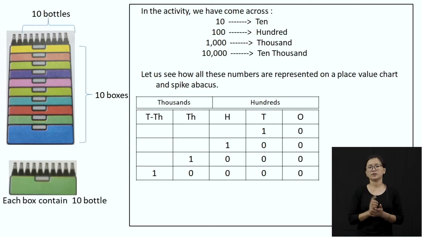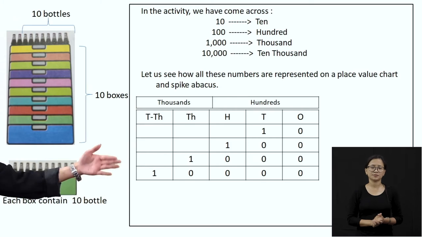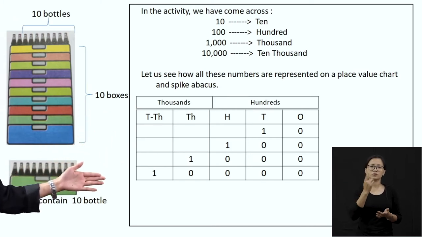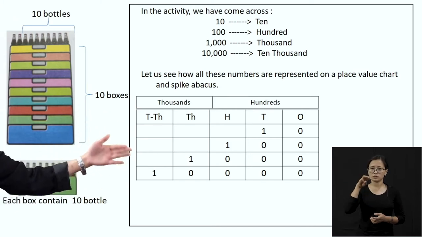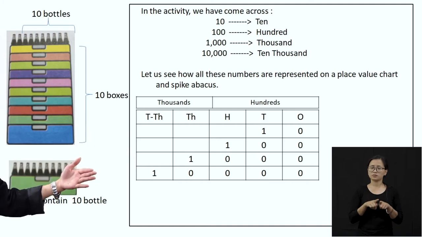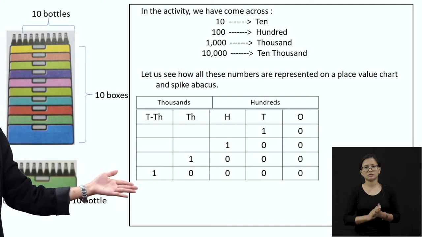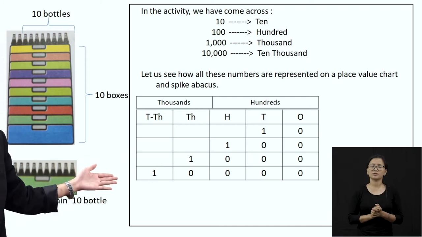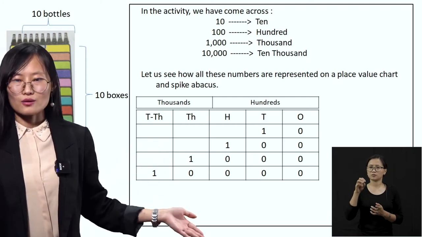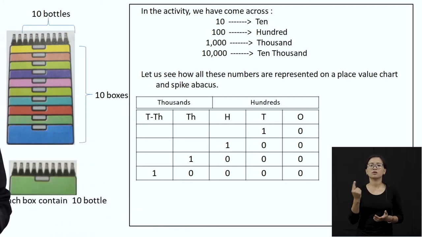Likewise, the thousands: zero, zero, zero, zero, and that one is placed on the thousands place, then ten thousands. So for ten thousands also, you start from ones, tens, hundreds, thousands, and that last one is placed on the ten thousands. So that is how we use the place value chart.